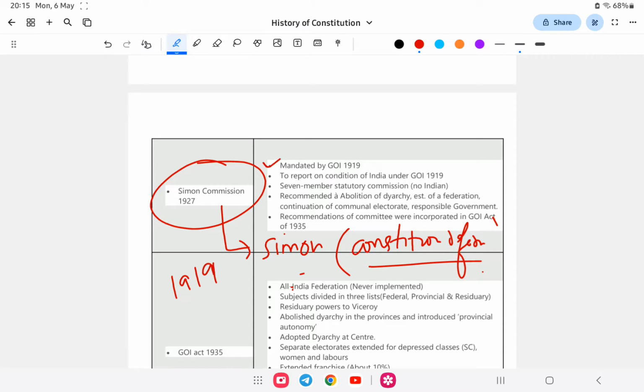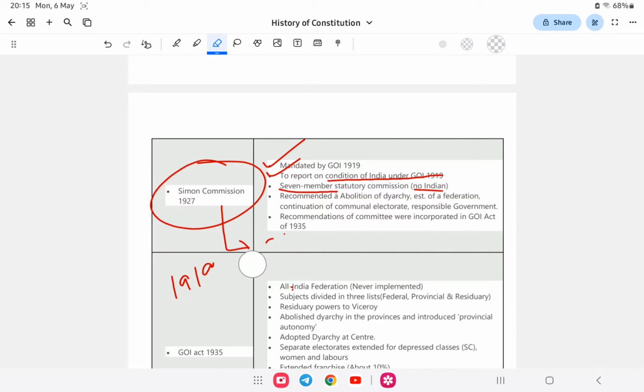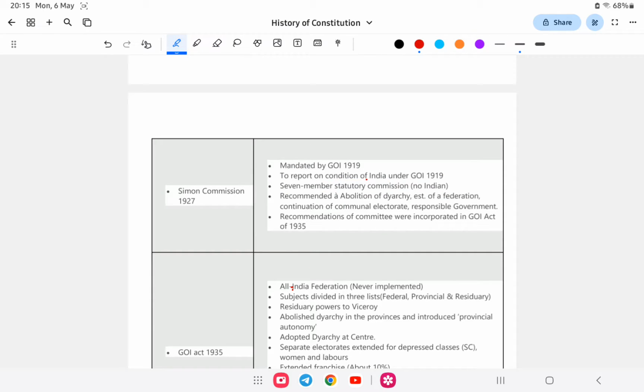So in 1919, under the Simon Commission, a report on the condition of India under government was prepared, and the seven-member commission had no Indian members. Because of that, India protested. So the question will come: why was the Simon Commission protested? Because there was no Indian member in it.